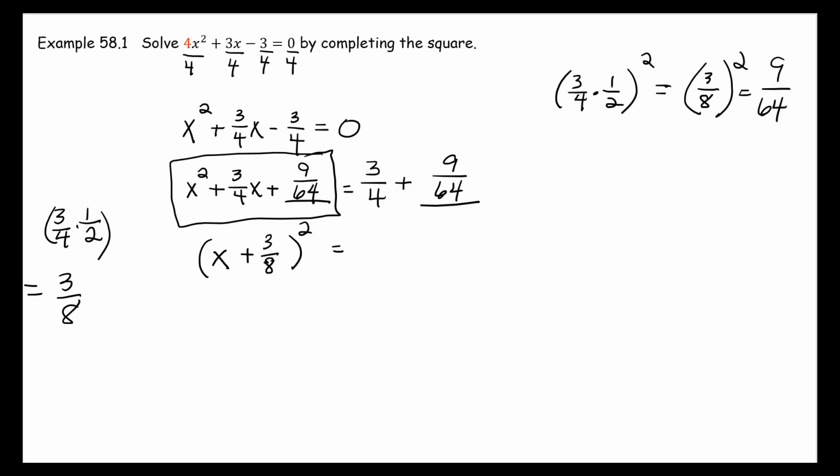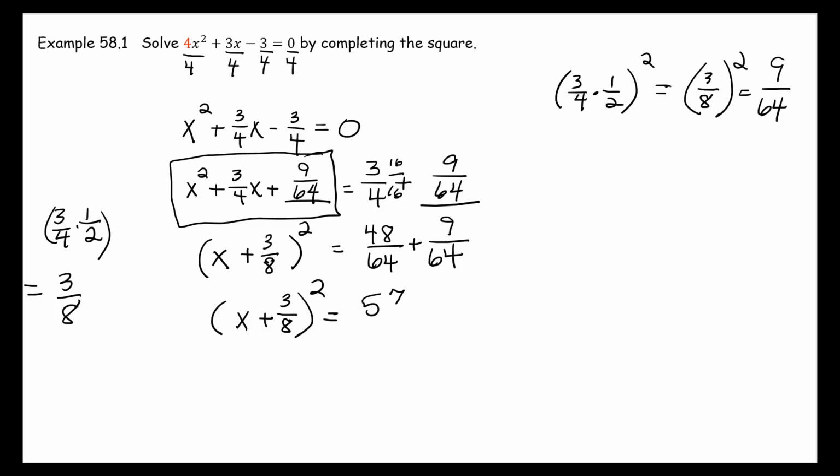To get that, you will have to multiply this first fraction by 16/16. So that is going to give me 48/64 plus 9/64. So if I write this again, I'm going to have x plus 3/8 quantity squared is equal to 57/64. Now I can solve for x by taking the square root on both sides of the equation.